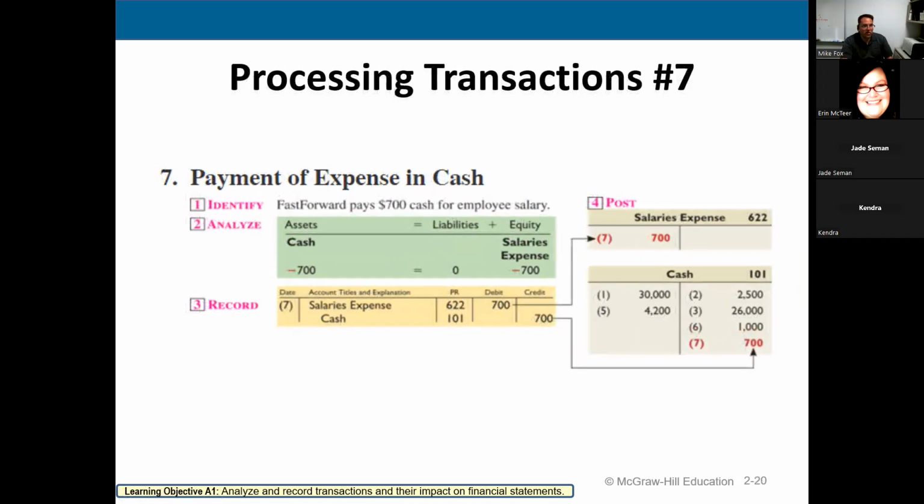We have more expenses in cash. We pay $700 for employee salary. Same thing. We debit the expense, credit cash. This is one of the most common types of transactions in accounting, to debit an expense and credit cash, right? Because a lot of what you do in business is paying expenses. Okay, so debit salaries expense, credit cash, and then post it to the ledger.